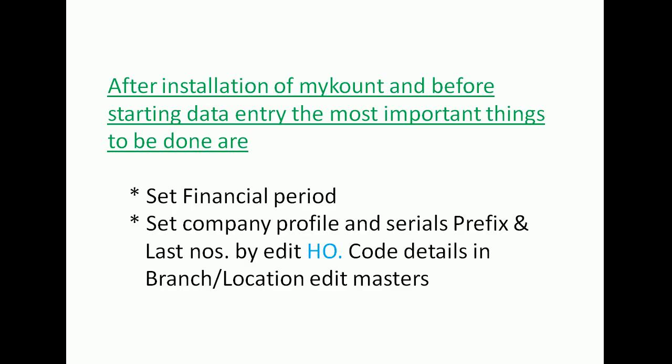After installation of myKount and before starting data entry, the most important things to be done are: 1. Set the financial period. 2. Set the company profile and serials prefix and last numbers by editing branch code HO in the branch edit master.